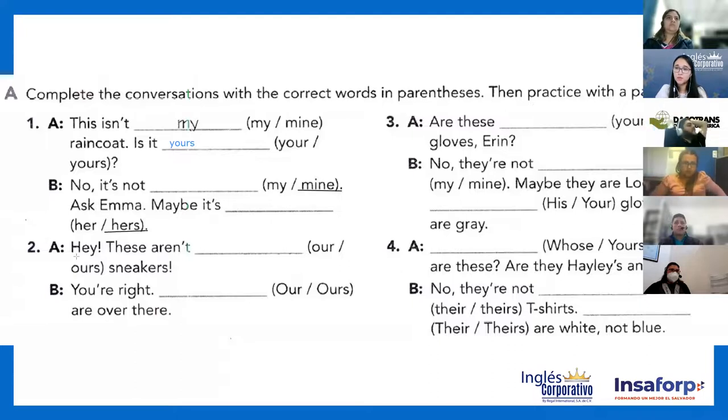What about number two? Hey, these aren't. Would it be our or ours? Ours. I see sneakers here. Would it be our or ours? Our. Yes, right. It would be our, because sneakers follows it. Usually this one, ours, is not accompanied by words. You're right, it would be our or ours? Ours. Yes, right. Ours are over there.